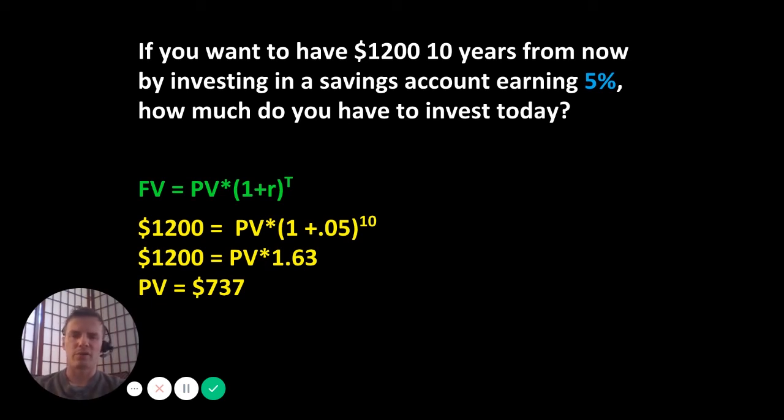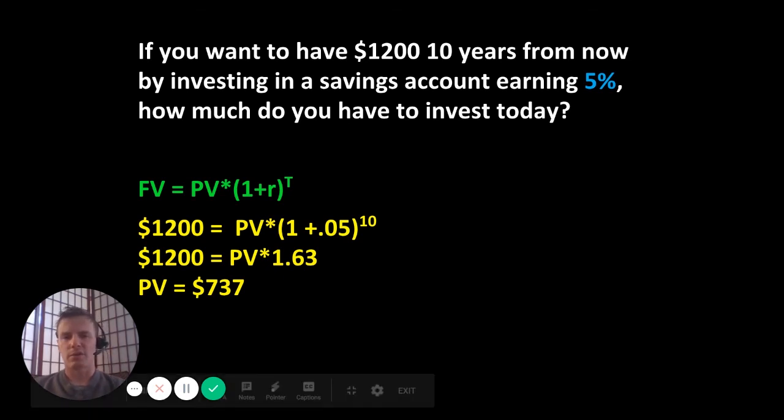We have $1,200 is equal to PV times 1.63. We can solve for PV by dividing both sides by 1.63. And so if you put in your calculator $1,200 divided by 1.63, what you end up with is a present value of $737. So what that means, in other words, is that if we wanted to have $1,200 in a bank account 10 years from now, and that account earns 5% interest per year, today we would have to invest $737.